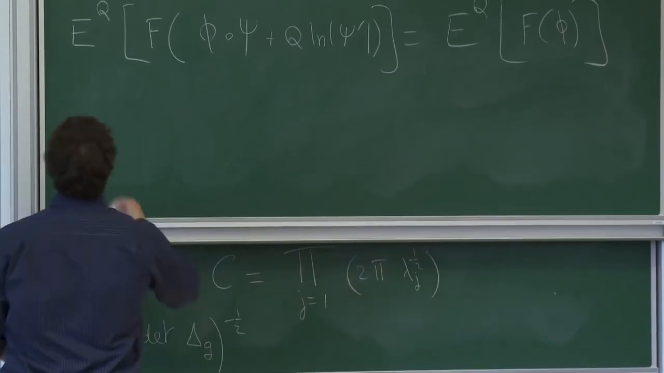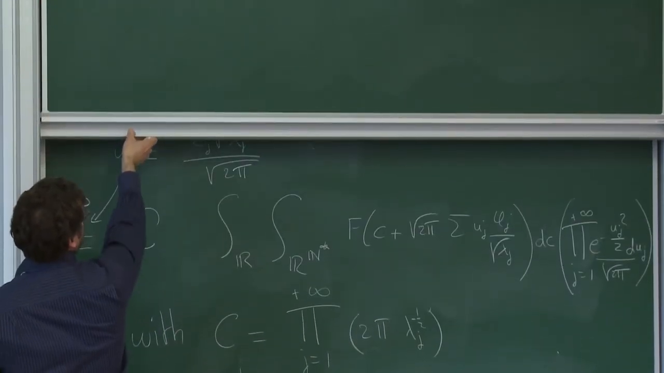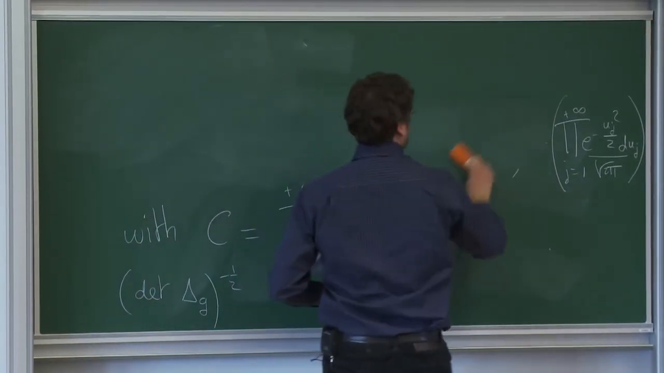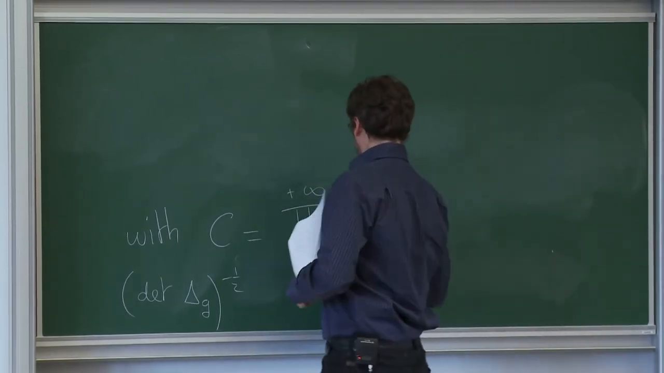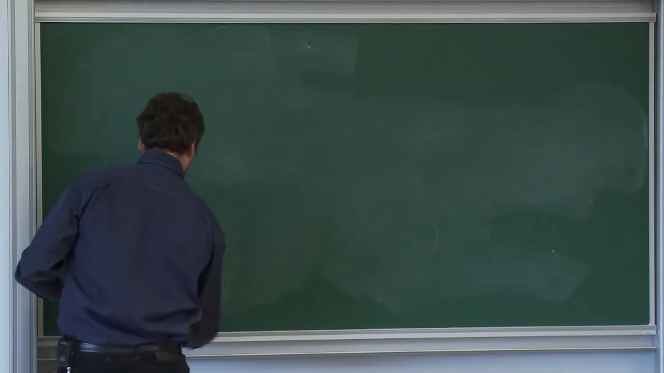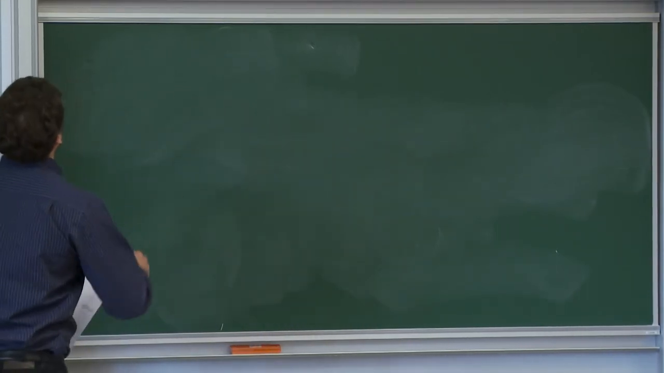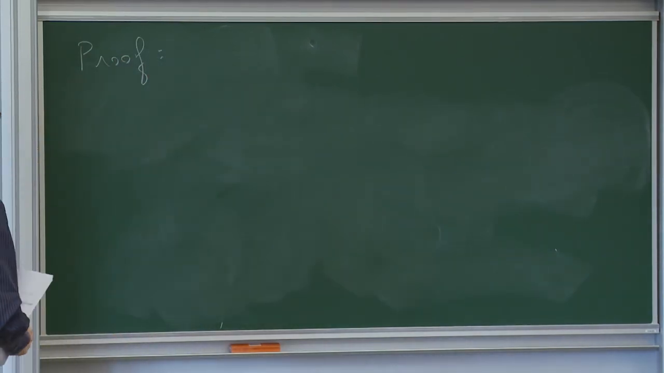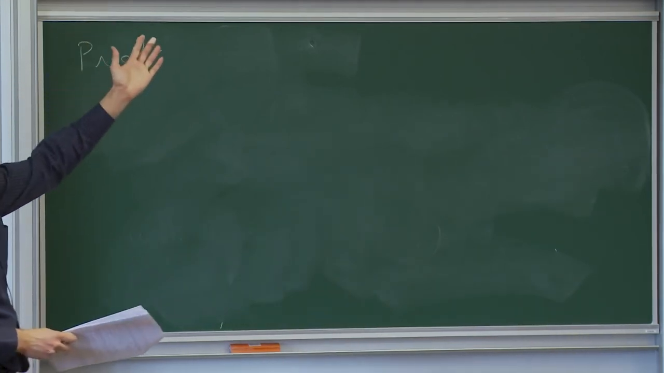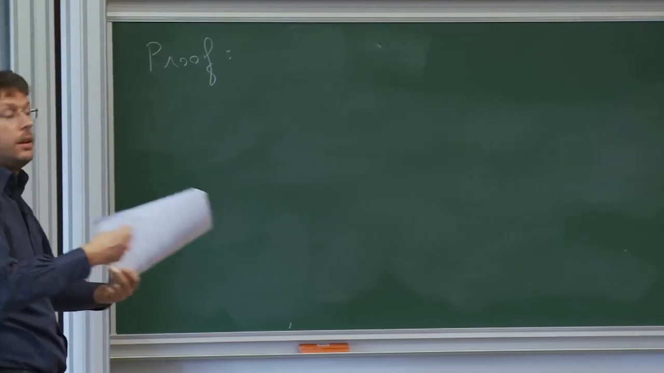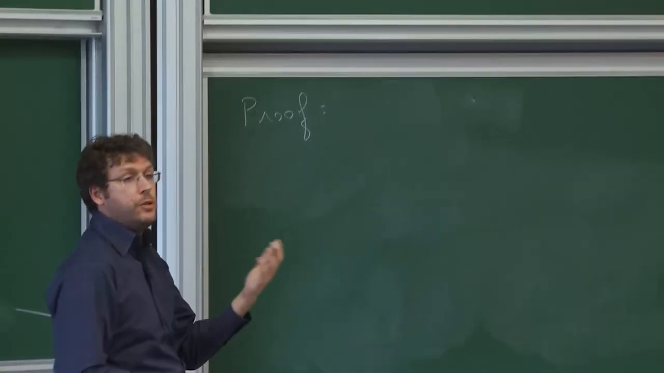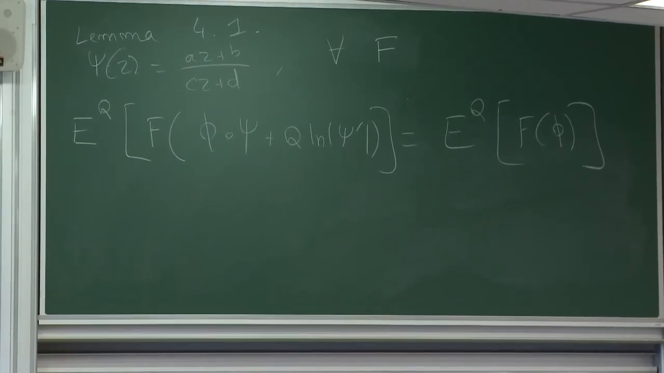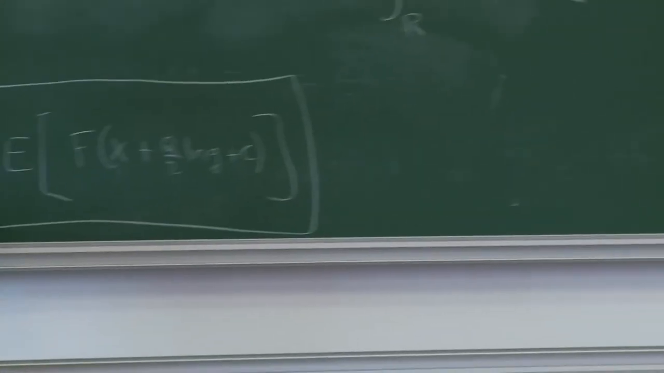So, proof of this. I mean, there's no way you can expect this kind of thing to be true on a Gaussian free field, because the problem is when you start applying a Möbius to a Gaussian free field, you're changing the average. So that's why you have to integrate against the Lebesgue measure here.